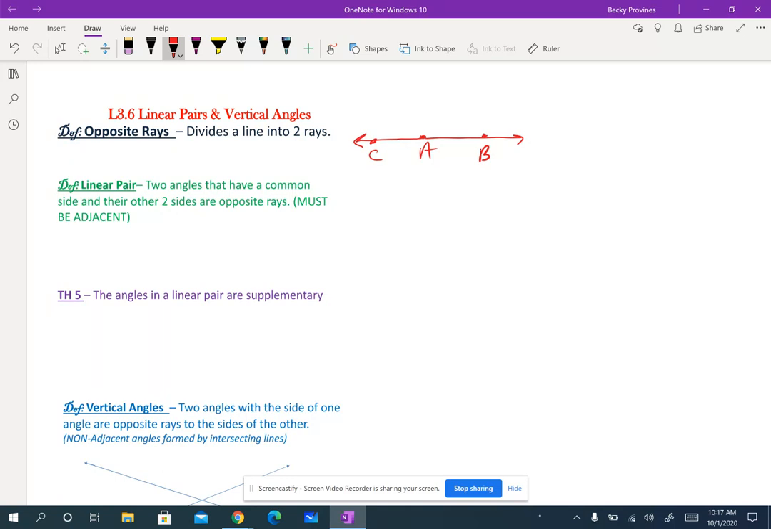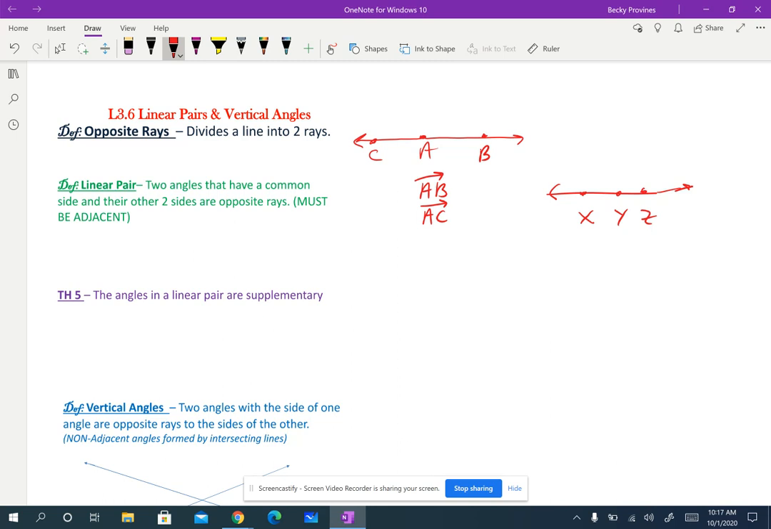So technically you have two rays here. You have AB and you have AC. Remember, you always name it starting with the endpoint. But when they come together, it looks like just a line. So there's often questions like this, and it just says name the opposite rays.